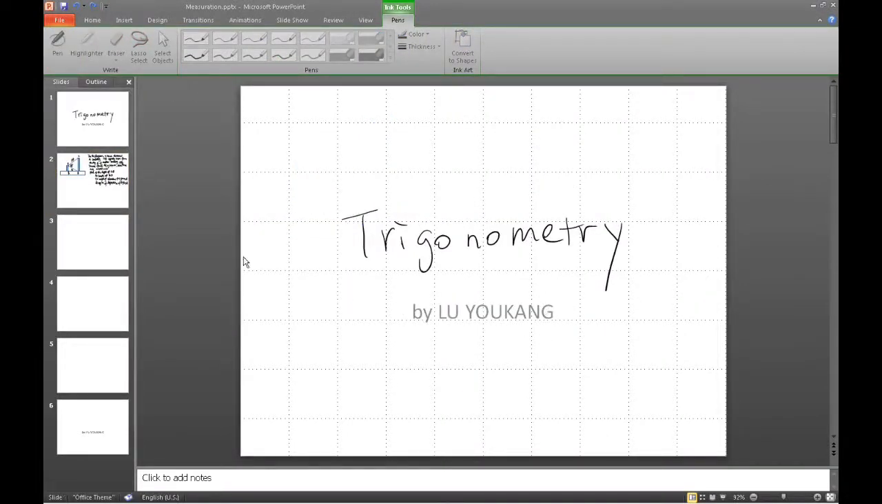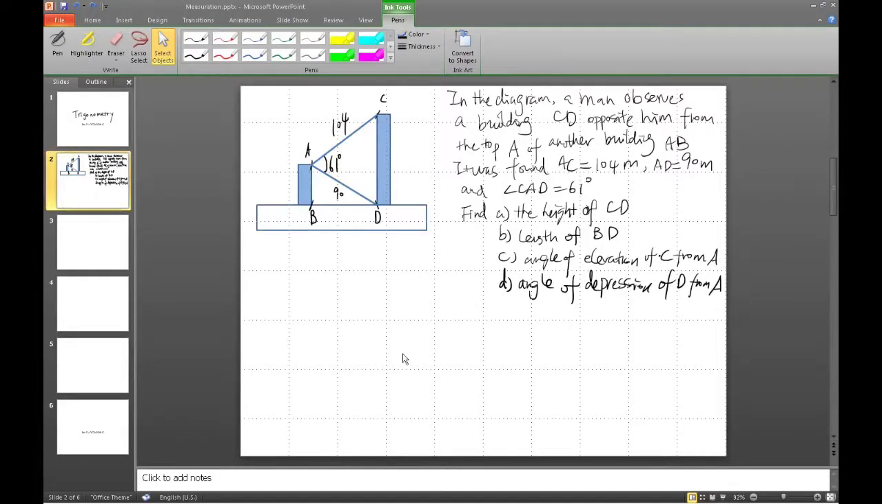Today we are taking a look at trigonometry. Let's take a look at this question. Okay, we have a very typical question of trigonometry here. It says a man observes a building CD from the top of A, and we have all the parameters given as such in the diagram. AC is 104 meters, AD is 90 meters, and angle CAD is 61 degrees. So part A, we are asked to find the height of CD.